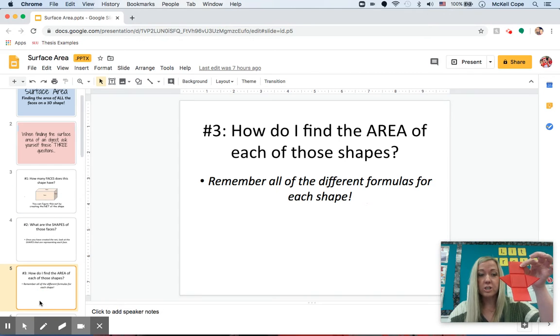And then the third question is, how do I find the area of each of those shapes? Well, to find the triangles, I would times the base and the height and then divide it by 2. And for the squares, I would just do base times height.